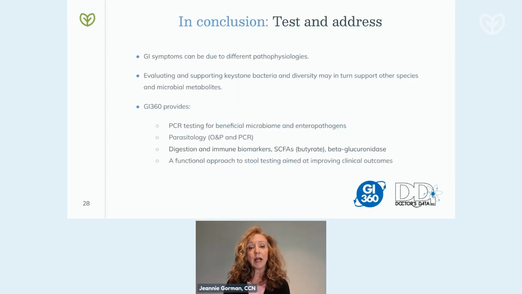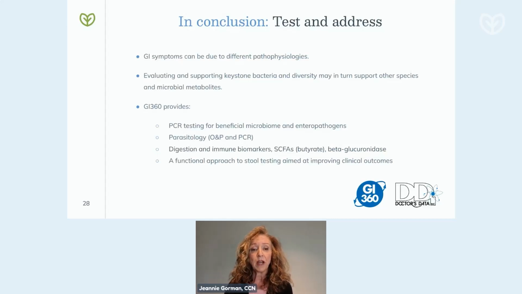So in conclusion, testing and addressing would be the theme here. There is a world of good to be done, especially with a patient who's been through many doctors and symptoms are still there. Nobody's found anything. I encourage a deep dive into the microbiome because different pathologies present different symptoms. We evaluate and support the keystone bacteria, obviously the bifido, lactobacillus, and the soluble fiber, because you're not going to get probiotics for every specific organism that we need improvement on. So we rely on those cornerstone species.